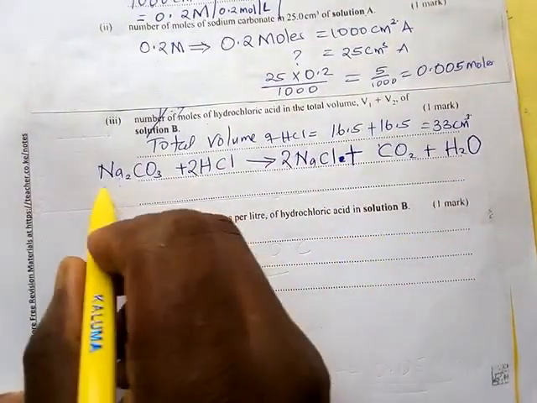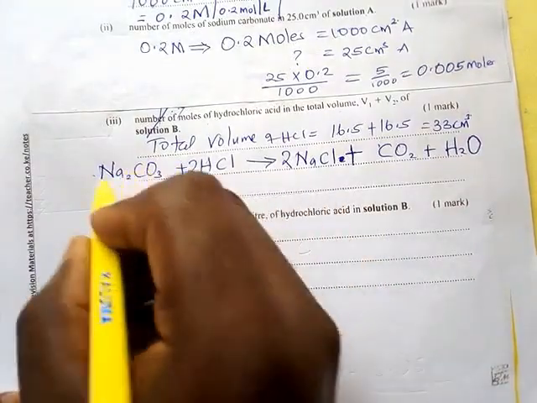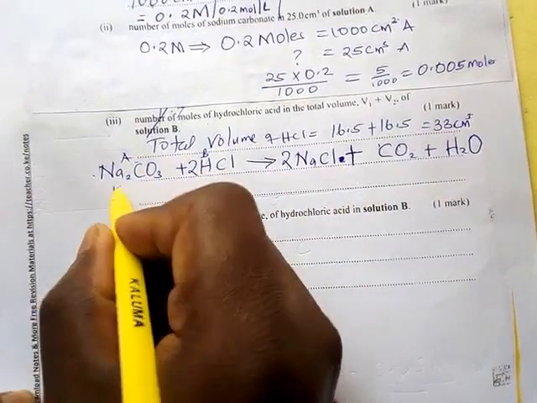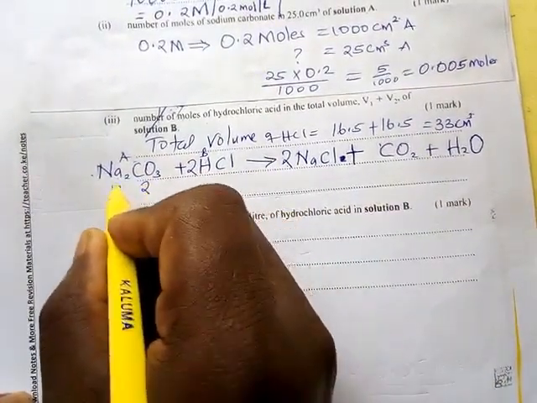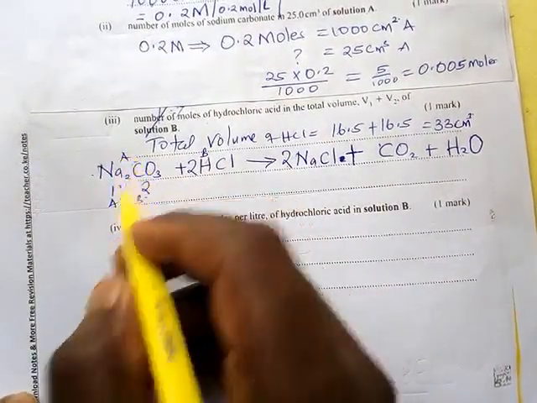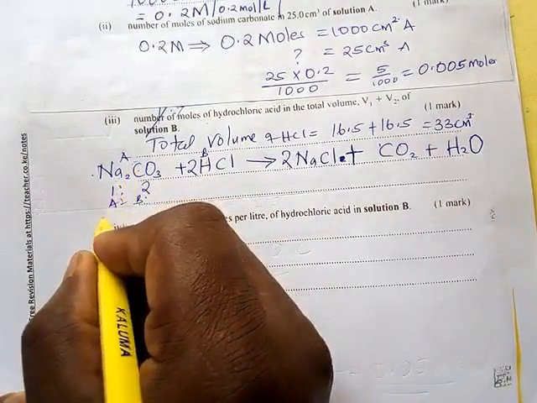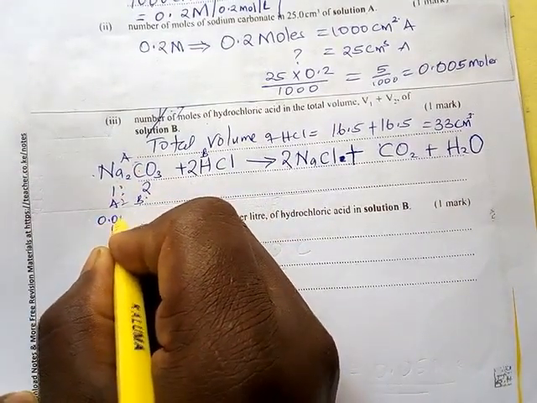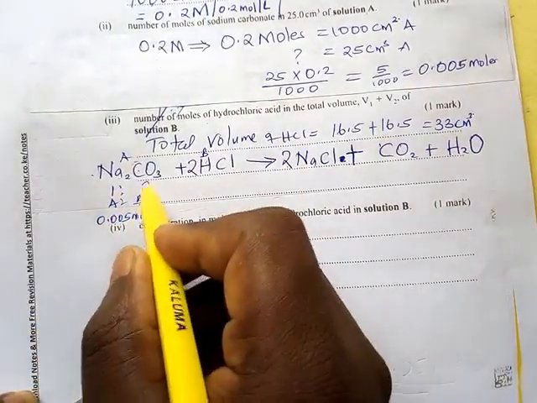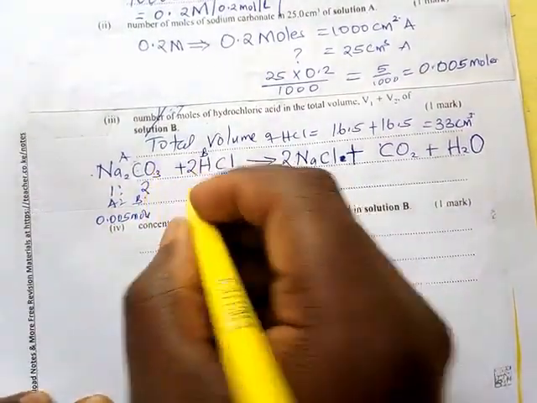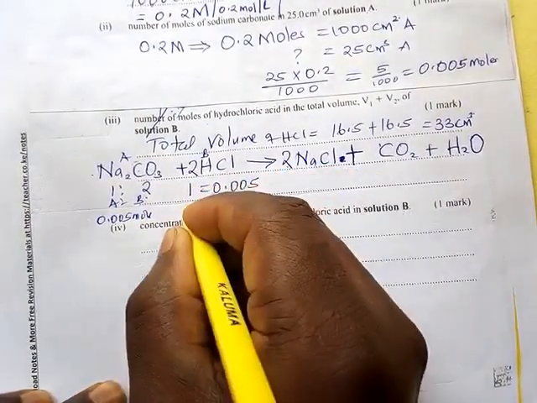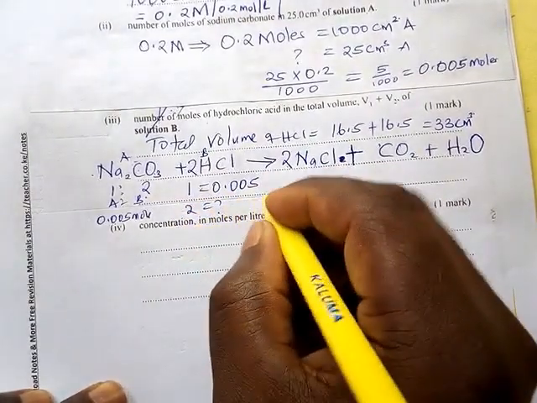So simply this means that the mole ratio between sodium carbonate, this is A, and HCl, this is B, is 1 to 2. That is A to B. But we know the number of moles of the carbonate. The number of moles of the carbonate is 0.005 moles. Moles of A is 0.005. So what will be the number of moles of B? We simply say 1 equals 0.005, 2 will be what?